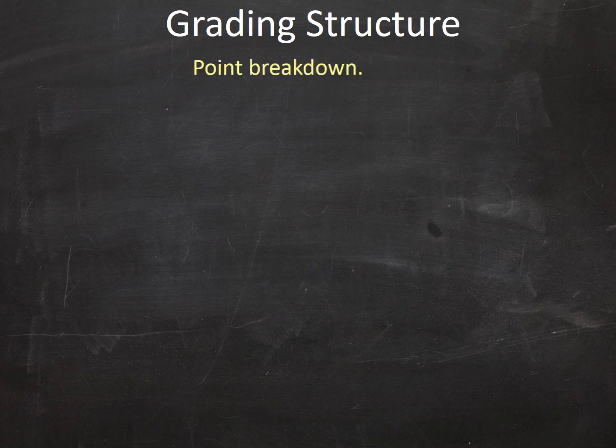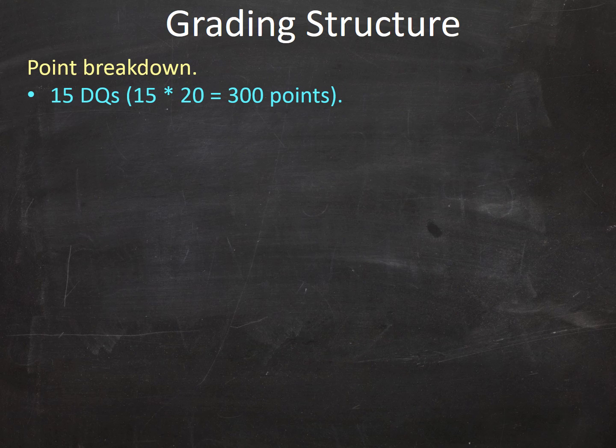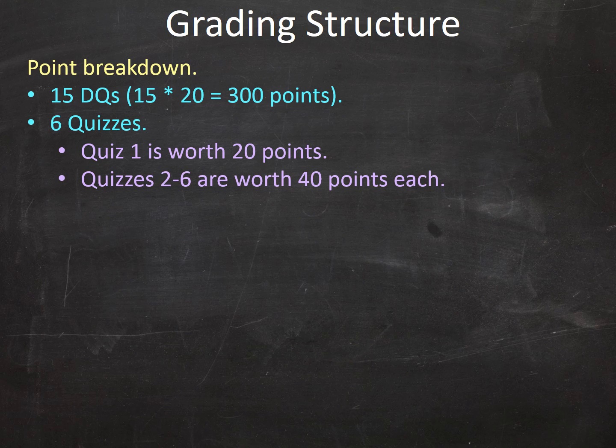Here's how the points break down for the semester. There are 15 DQs from which you can earn 300 points. There are 6 quizzes. The first is worth 20 points. It isn't any harder or easier really, but is worth less so that you can get used to the quizzes. The rest are worth 40 points each. This still isn't a lot of points. The purpose of the quizzes is to prepare you for the tests. For this reason, the quiz questions are similar to the test questions in terms of difficulty.